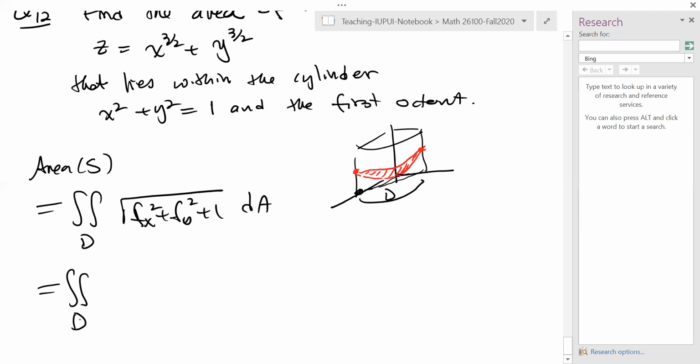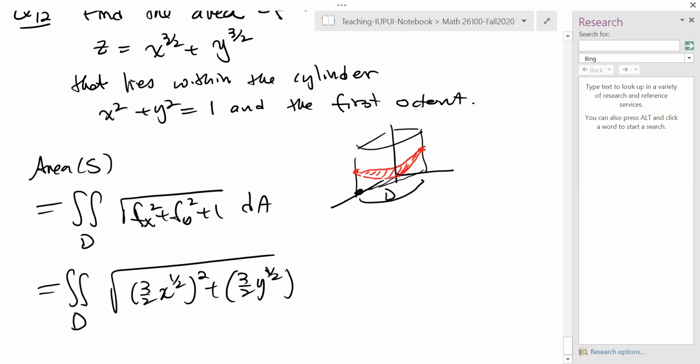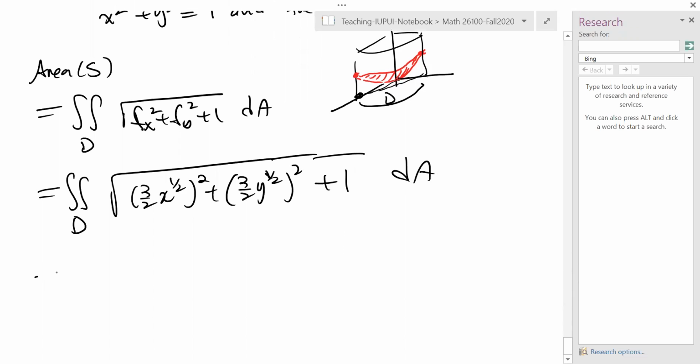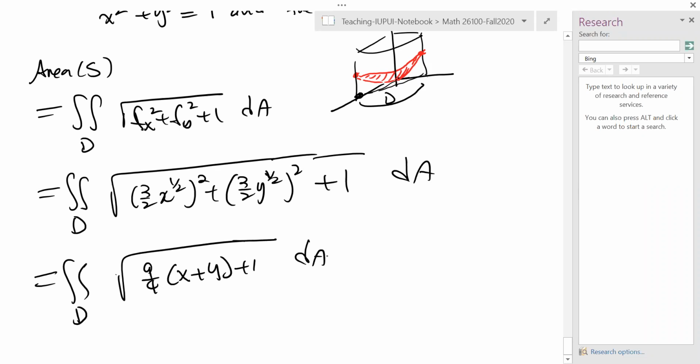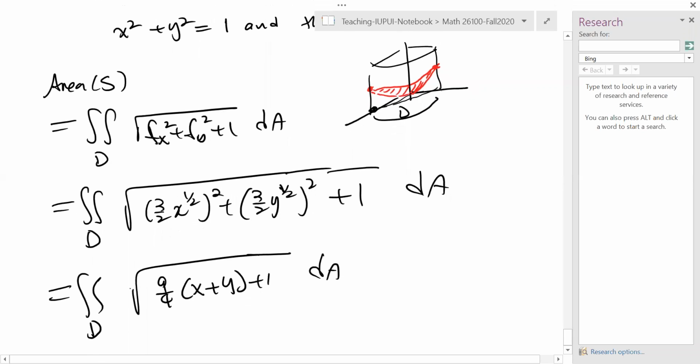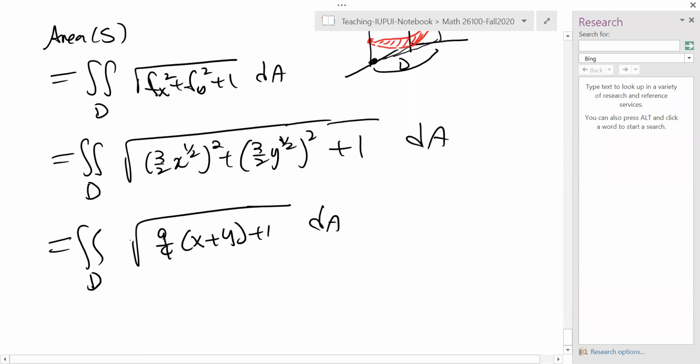Then you evaluate this. The derivative of f with respect to x is 3/2 x to the 1/2, squared, plus 3/2 y to the 1/2, squared, plus 1, dA. And it turns out to be just equal to the integral of the square root of 9/4 (x plus y) plus 1 dA. Right? Yeah, 3/2 minus 1 is 1/2, then squared. So I'm not sure we are able to evaluate this integral. Okay. So let's see.